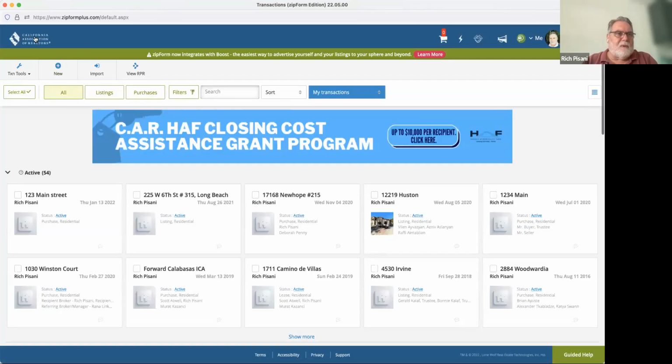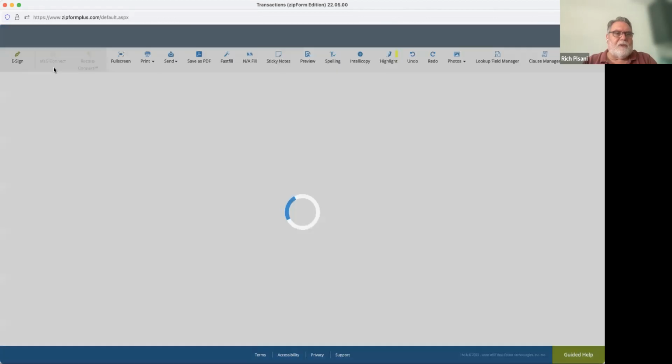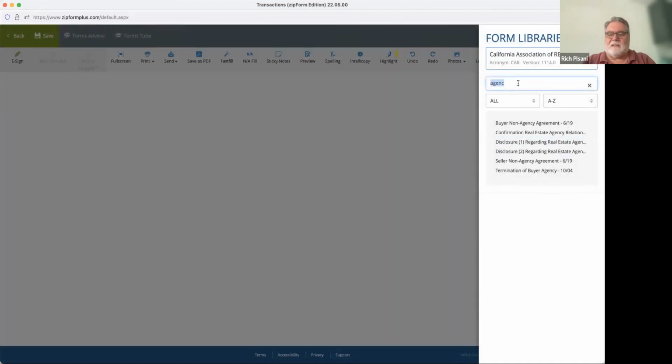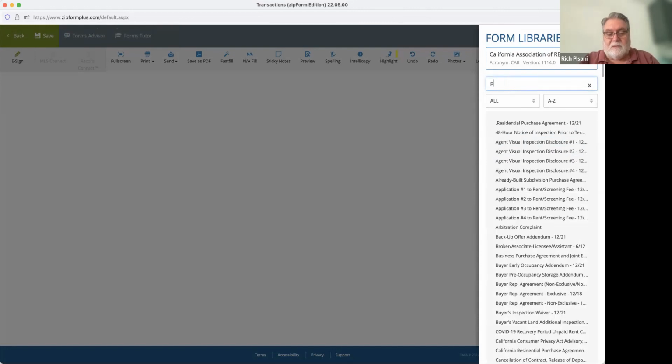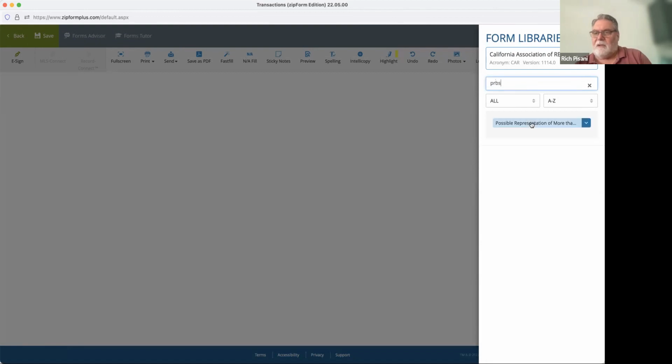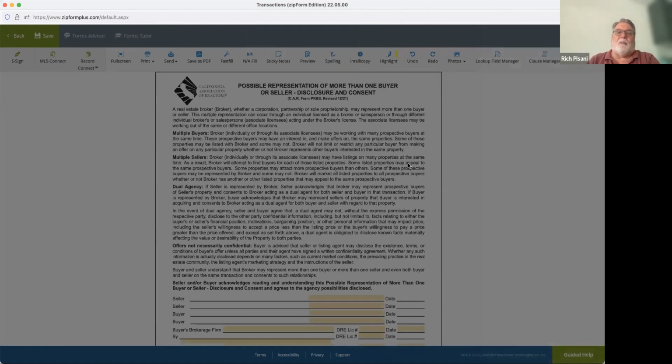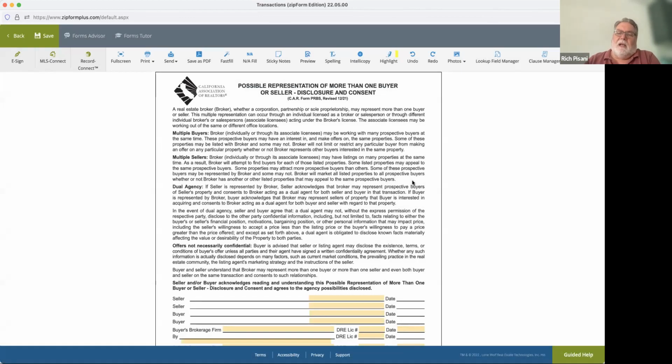So the next one I'm going to do, usually bundled with this, is possible representation of more than one buyer and seller.